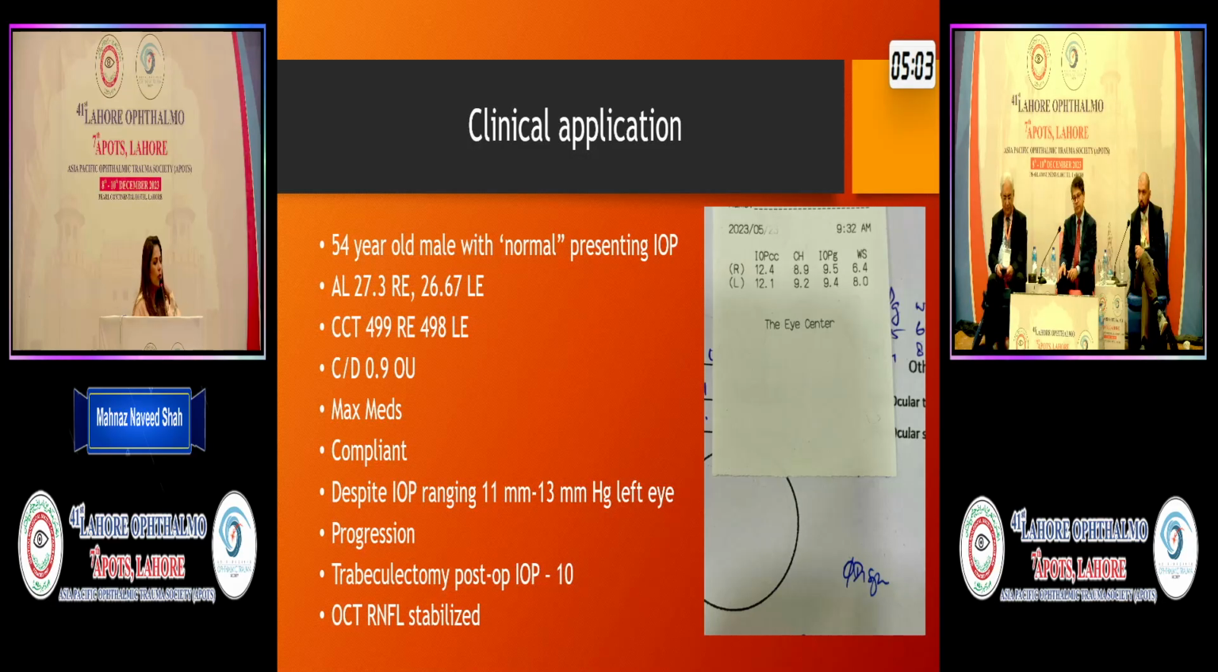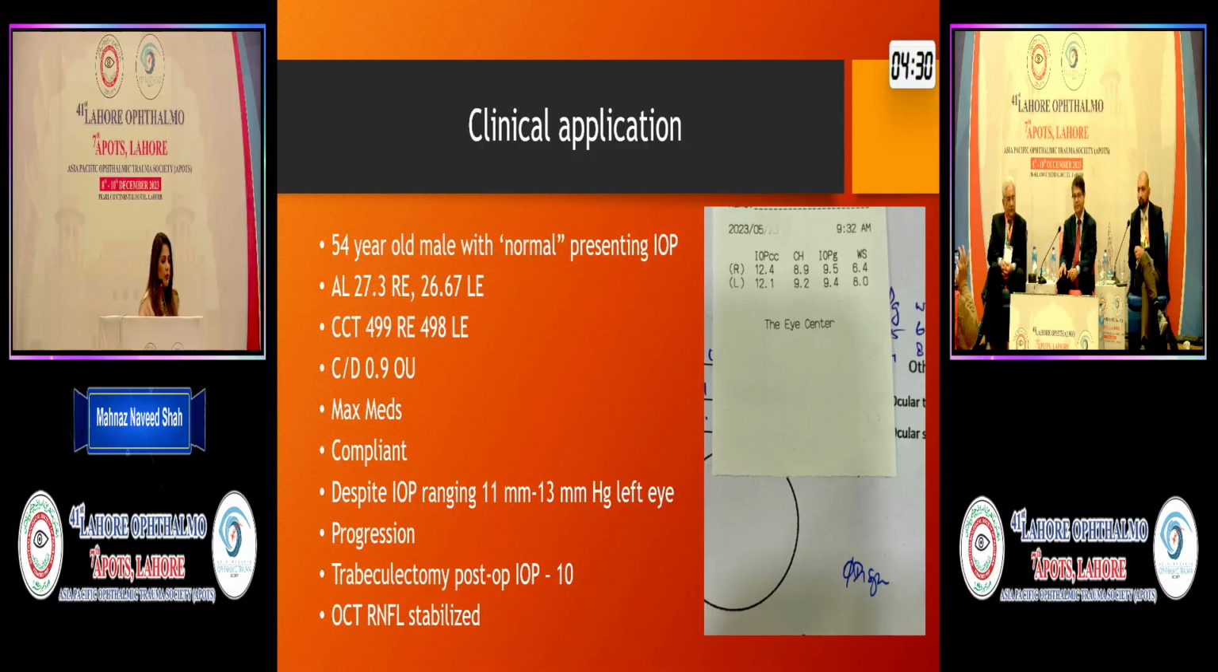This is a 54-year-old male with normal presenting intraocular pressure. The axial length was longer, 27.3 in the right eye and 26.67 in the left eye. Corneal thickness is decreased, and the cup to disc is 0.9, and the patient's on maximum medications and is compliant. And yet, despite an intraocular pressure that ranged every single time between 11 and 13, the patient was showing progression and had a trabeculectomy. The pressure stabilized out, and the optic nerve head stabilized out. Retinal nerve fiber layer was also then stable.